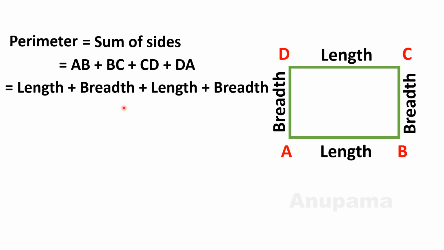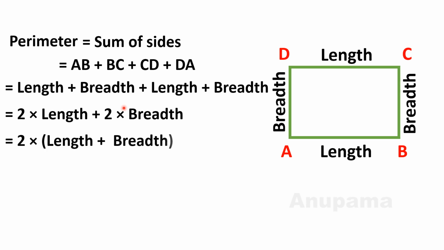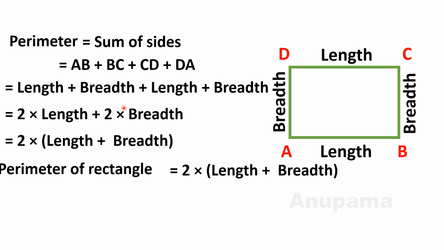Length plus length means 2 multiply length, plus breadth plus breadth we can write as 2 multiply breadth. And just take 2 as common, so we will get length plus breadth in the bracket. Now our formula is perimeter of rectangle equals 2 multiply in bracket length plus breadth. So it is a formula which we can find by ourselves.